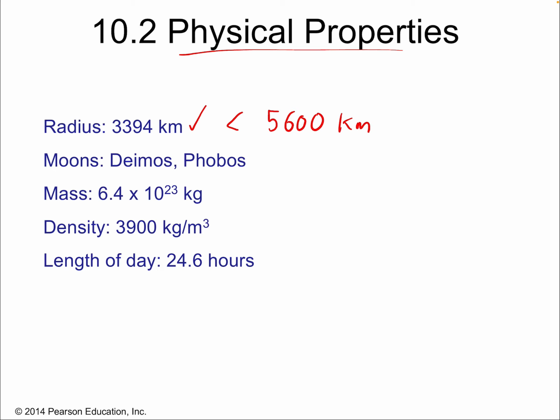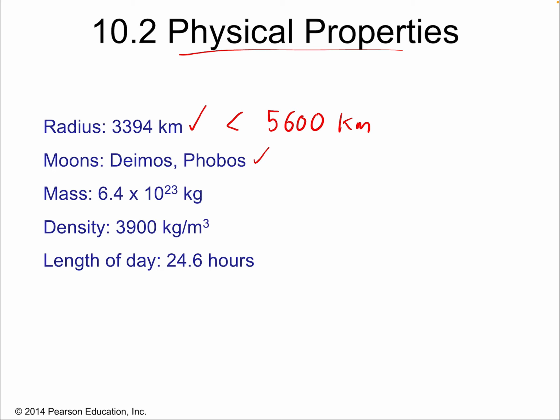So we can then say that Mars is smaller than both Venus and Earth. It's not the smallest of the terrestrial planets. That is Mercury, but it is certainly smaller than either Venus or Earth. It does have two moons. We'll talk about those at the very end of the lecture again, Deimos and Phobos.